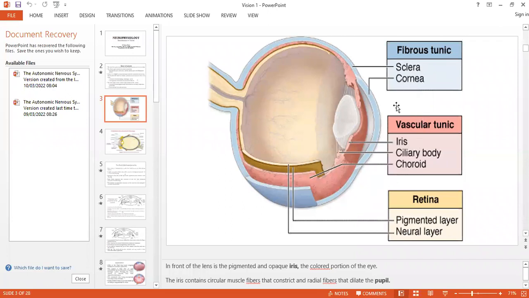Then we also have what we call the vesicular tunic. Remember, we talked about the choroid being part of the vesicular tunic, okay? So apart from the choroid, we have the iris, and we also have the ciliary body. If you remember in the text, it was saying the choroid is able to extend up to the ciliary body, okay? Which is found around the iris. Then we also have what we call the retina, okay?